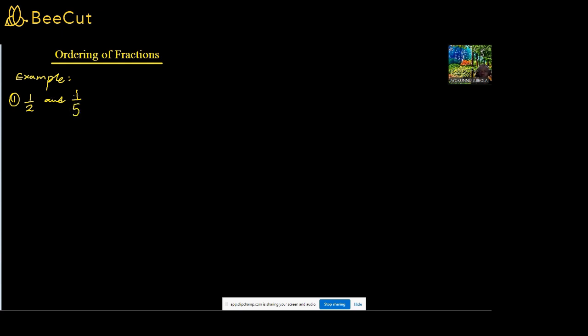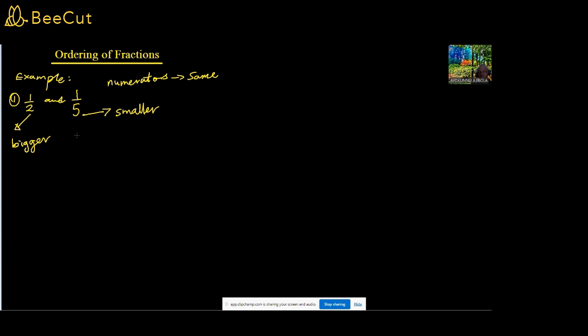Since the numerators are both 1, it means 1 is being divided into two places, and 1 again is being divided into 5 places. So the one with the higher denominator is a smaller fraction. Then the one with the smaller denominator is the bigger fraction because the numbers at the top are the same. Because the numerators are what? The same. Numerators are the same.